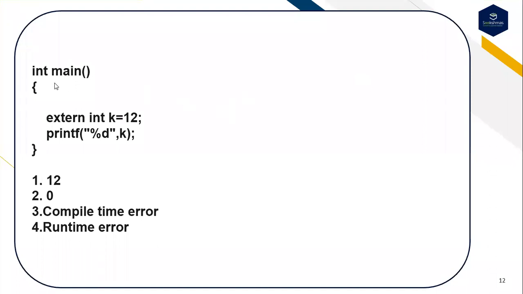This is the fifth question. int main() { extern int k = 12; printf("%d", k); } These are the following options. First option is 12. Second option is 0. Third option is compile time error. Fourth option is runtime error. So you can predict the output of this code.